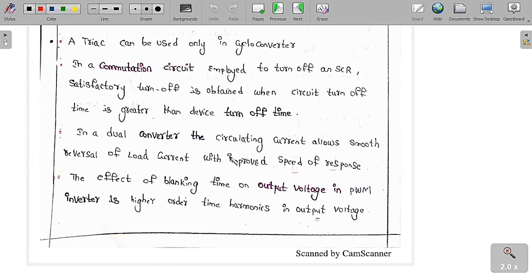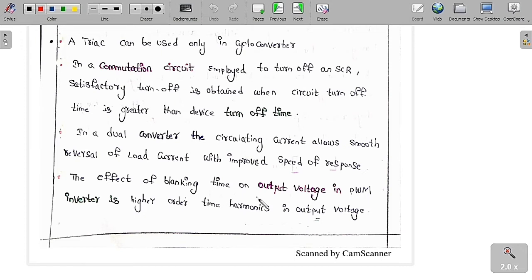In a dual converter, the circulating current allows smooth reversal of load current with improved speed of response. If you want the load current to reverse its direction, then you have to use the circulating current mode, which means you have to keep the inductor. Therefore, the smooth reversal of load current can easily happen.